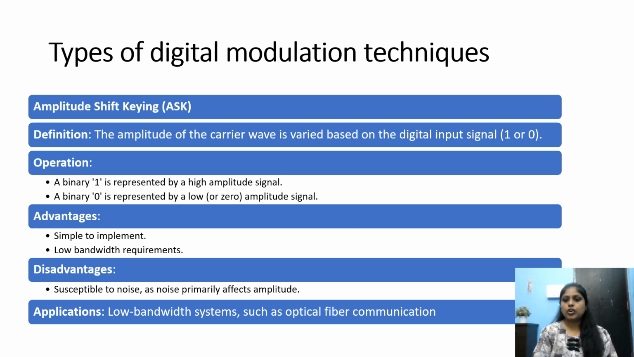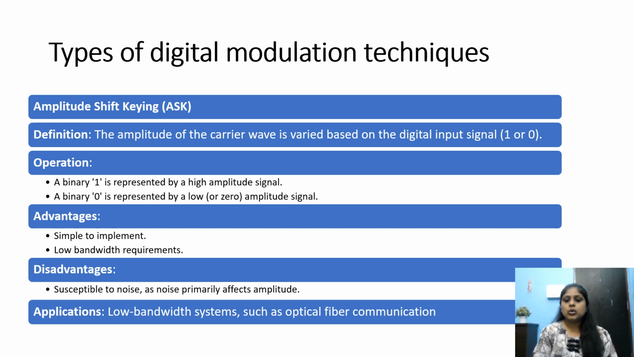Types of digital modulation techniques, that is ASK, amplitude shift keying. The amplitude of the carrier wave is varied based on the digital input signal, that is 1 or 0, and the operation includes: binary 1 is represented by a high amplitude signal and binary 0 is represented by a low or 0 amplitude signal.